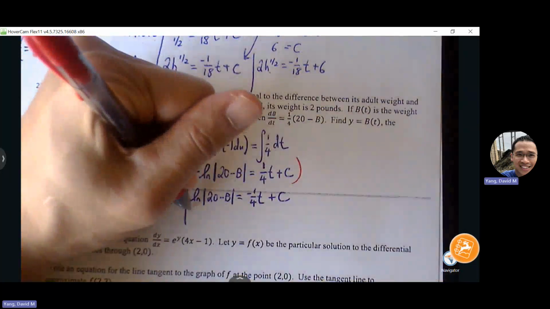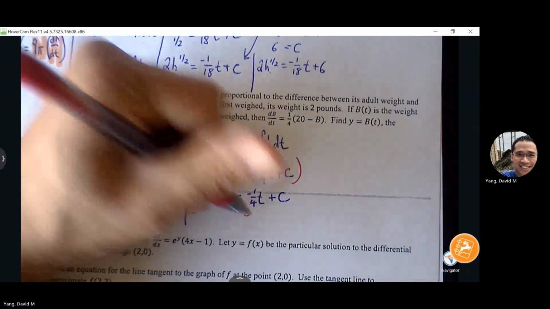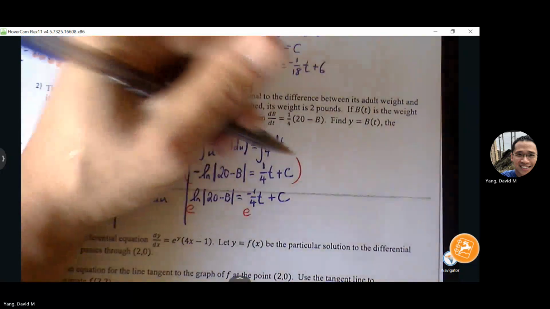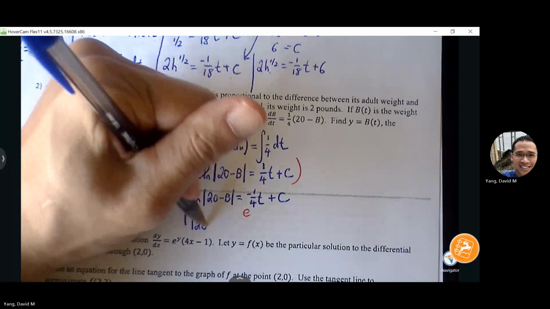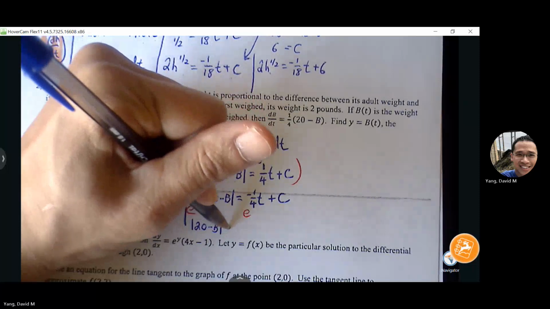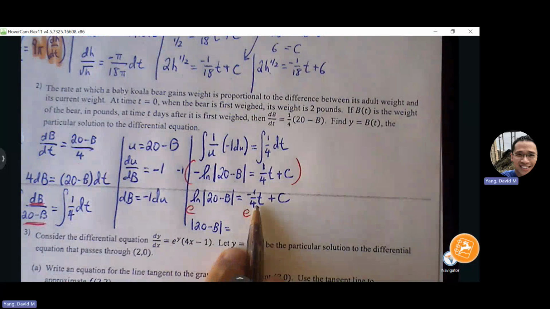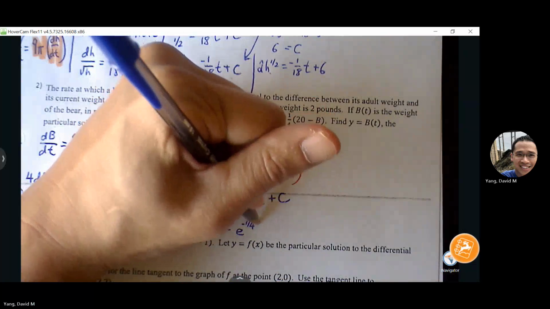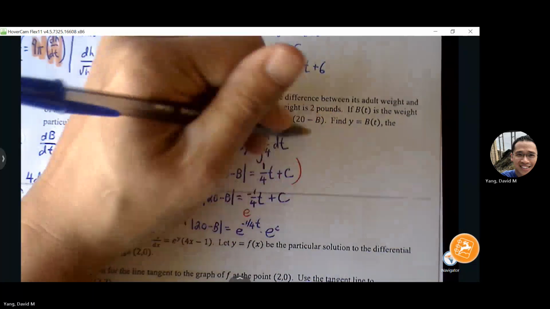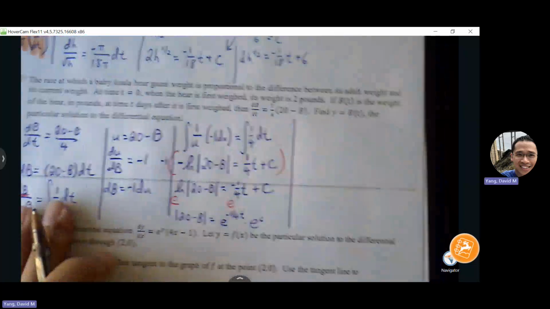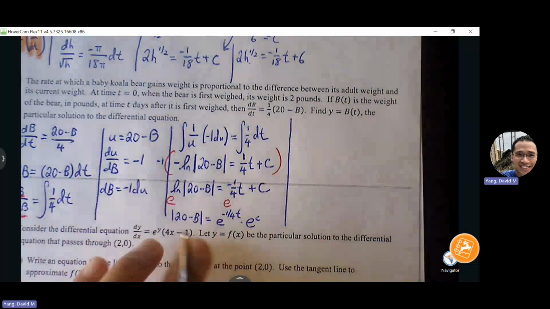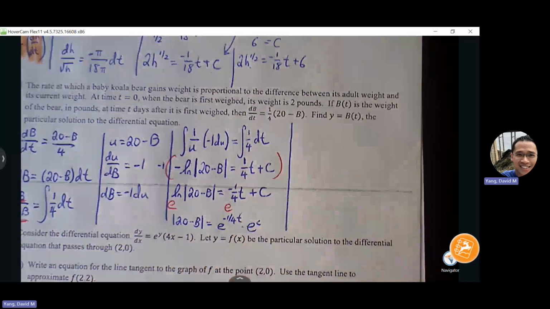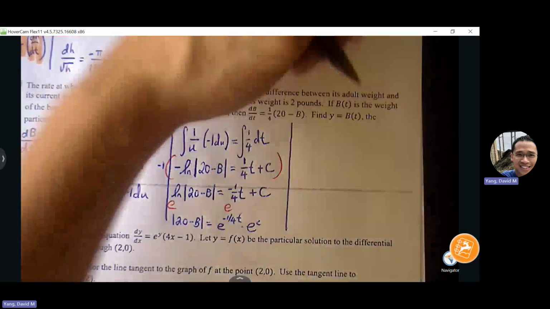Raise both sides with e as the base. This is e to the negative 1/4 t times e to the C. I can turn that e to the C into just one big constant. I can also drop the absolute value and let the C absorb that plus or minus.